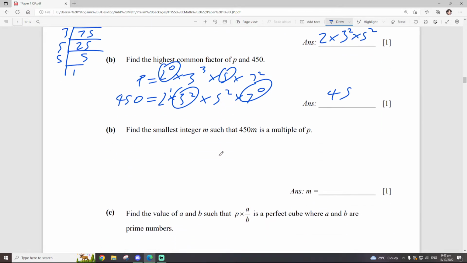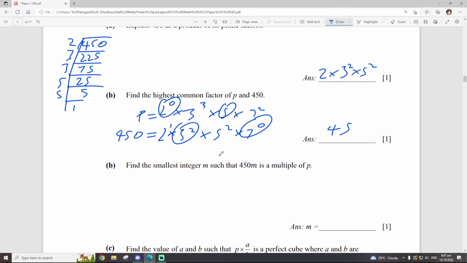Find the smallest integer m such that 450m is a multiple of P. We want to find the power so that we can get P itself. Now we cannot do anything about the 2 because we want an integer. So what we need is to just add the powers up so that we get the higher power. We need one more 3 to make the 3 to the power 3 here. We don't need any more 5s, and we need 2 7s. So this will be 147.